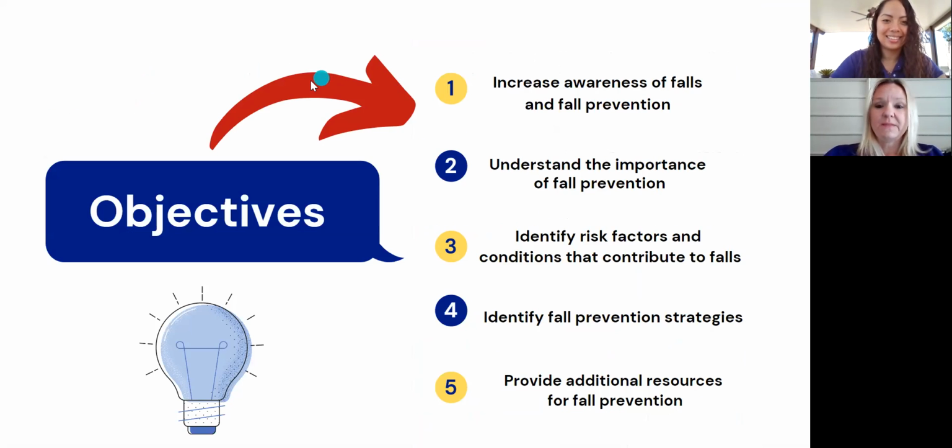The objectives of our presentation today are to increase awareness of falls and fall prevention. Many people don't understand the risk of a fall, especially to an aging adult, and they don't understand how falls can actually be prevented in many ways. We also are going to talk about understanding the importance of fall prevention. Why do we need to make sure that home modifications are done, or that the aging population is taking the precautions necessary? We're going to discuss identifying risk factors and conditions that contribute to falls.